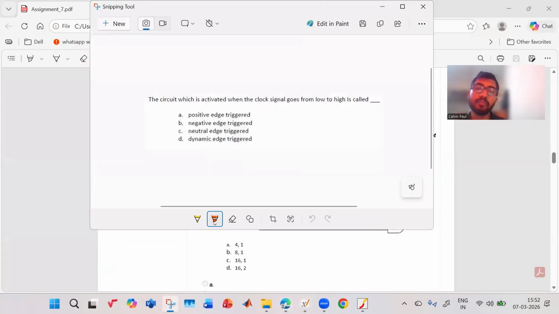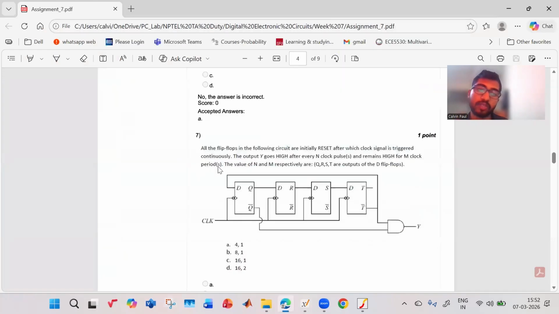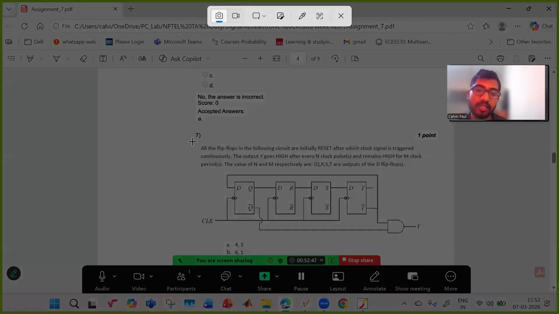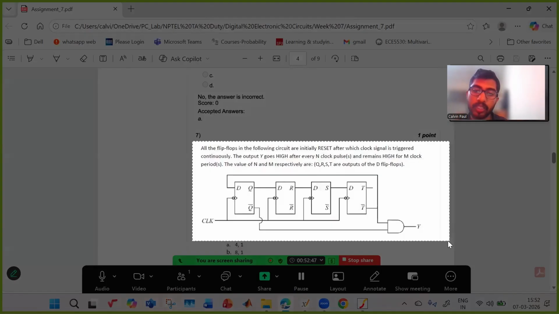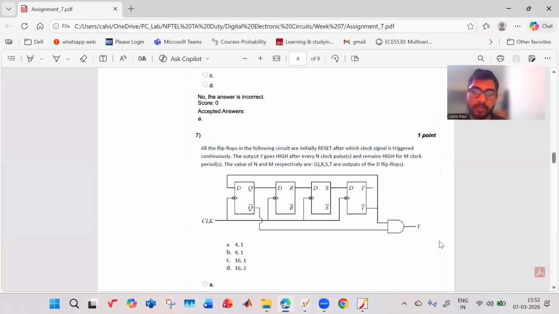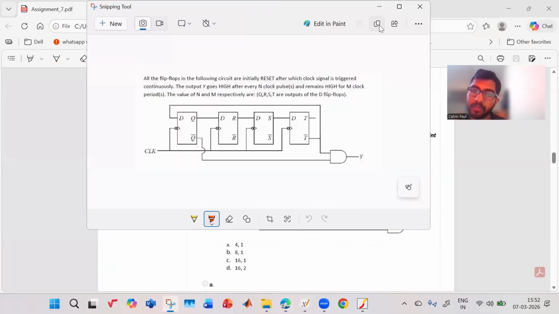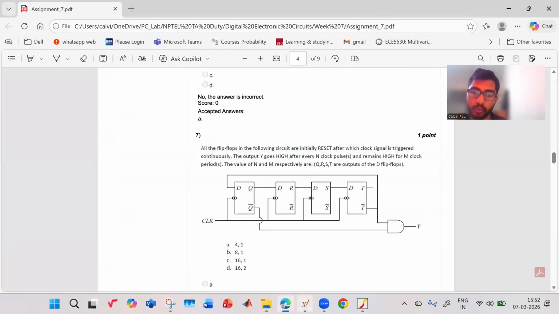Next, we have a challenging question for us to think, use our heads, and try to understand how the output will look. And if time permits, we will try to simulate it and see the outputs as well.